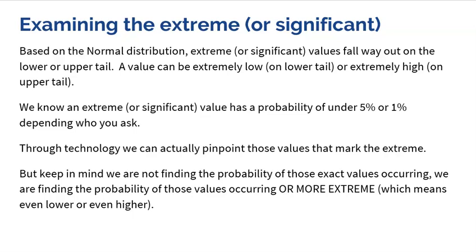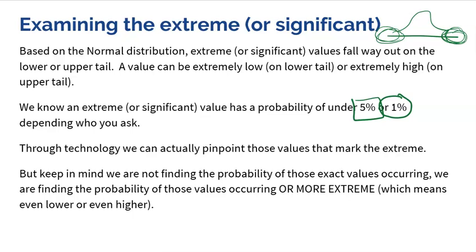So please keep in mind that the word extreme means one of two things. If we're thinking about that normal model, extremely high are values way out here on the upper tail, or values way down here on the lower tail. Now, in class, we've been discussing that an extreme or significant value has a probability that's either under 5% or under 1%, depending who you ask. I kind of prefer to go with the 1%, but a lot of statisticians go with 5%. So again, remember what it means to be a significant value. It means that the probability of it occurring or lower or higher is under 5 or 1%.